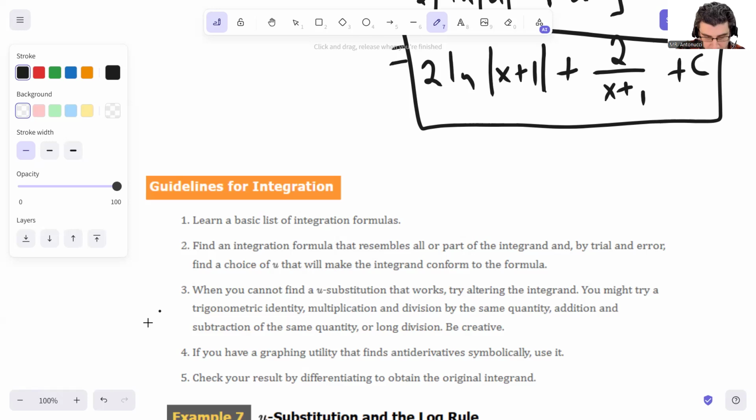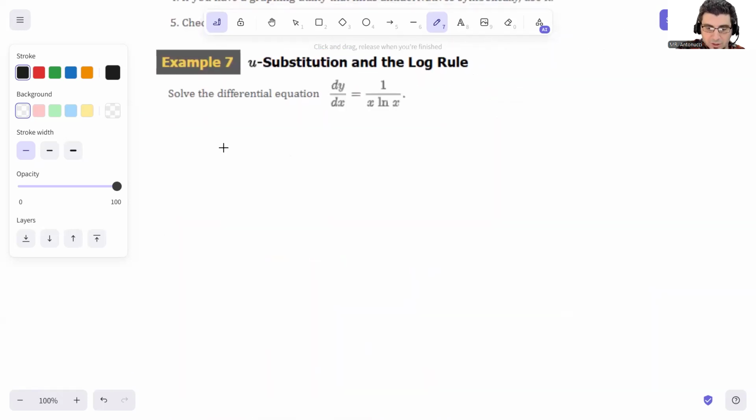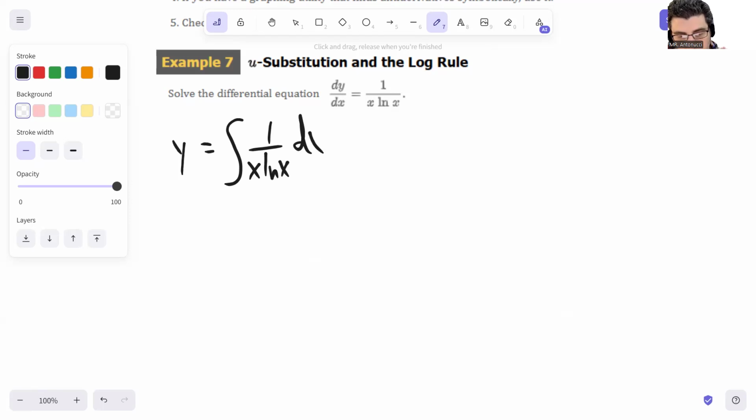So here's another one. We want to use u substitution and the log rule by solving this differential equation. Because the integrand is a quotient whose denominator is raised to the first power, we could try the log rule. So y is equal to the integral of 1 over x natural log of x dx. If you notice, in here is a 1 over x, which is the derivative of natural log.